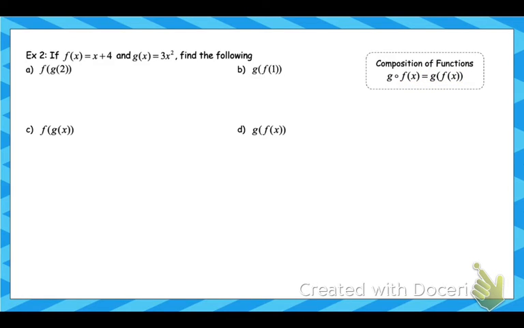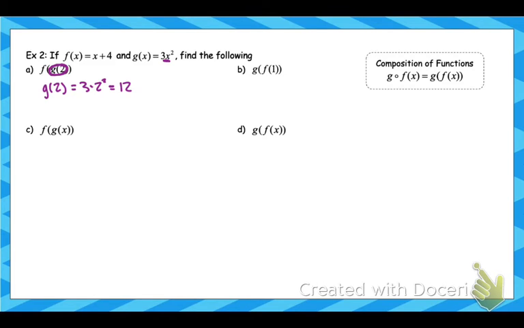So this one would be f of g of 2. The way we would do this is we start at the inside, and we evaluate g of 2. So to do g of 2, I take 2, and I plug it in for x in the g of x function. So g of 2 would be 3 times 2 squared. So that's 3 times 4, which is 12.